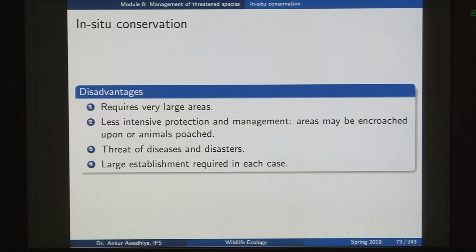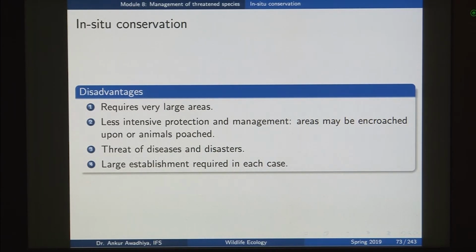Then there is a threat of diseases and disasters, because your level of intervention in the case of in situ conservation will not be very high, whereas in the case of a zoo, a disease is much more easily controlled, because you have access to all the different animals. So, you can give medicines to all different animals on all days, whereas in the case of in situ conservation, that is not possible.